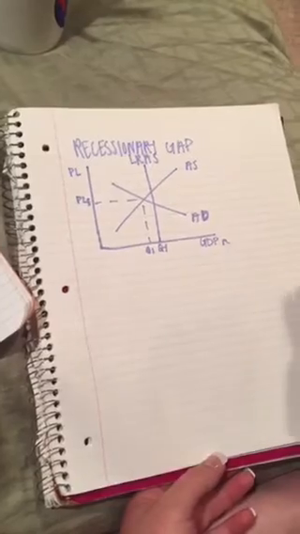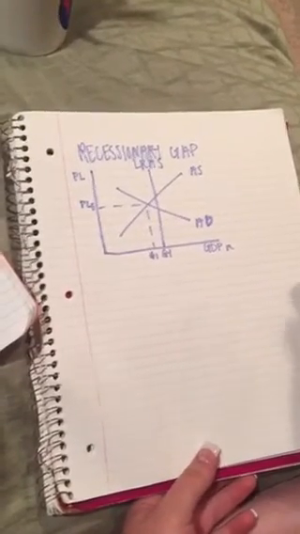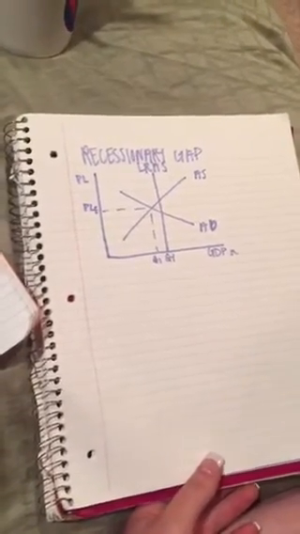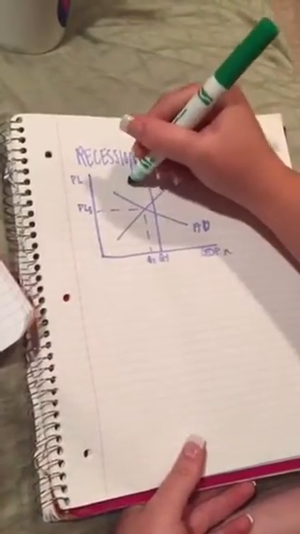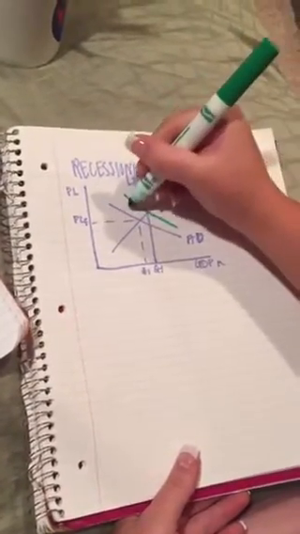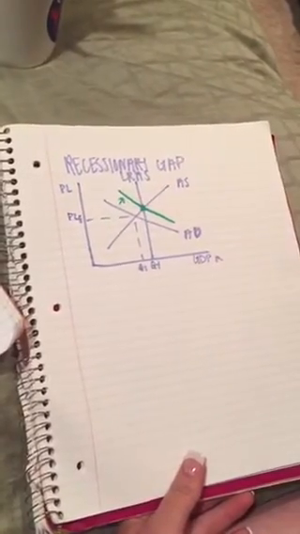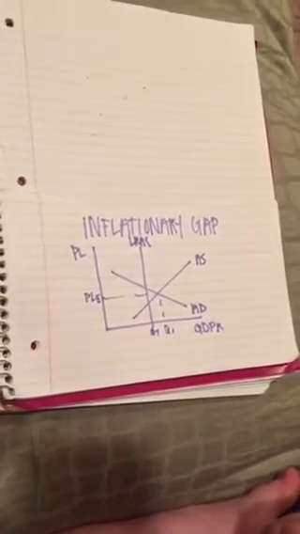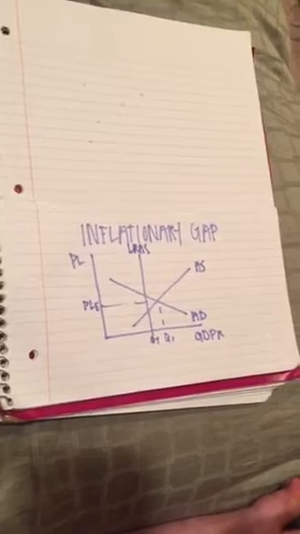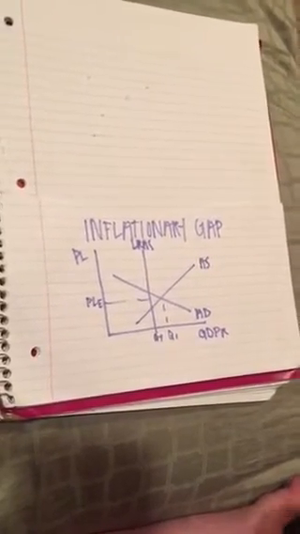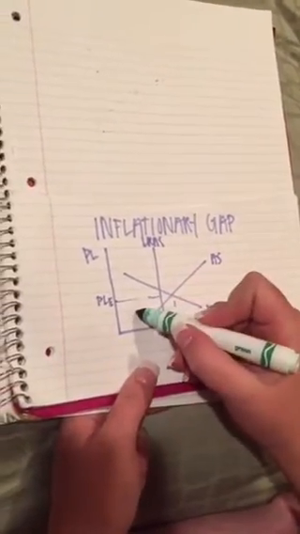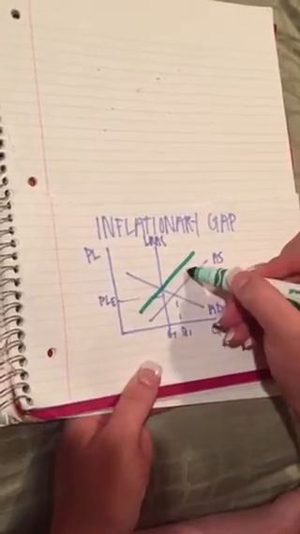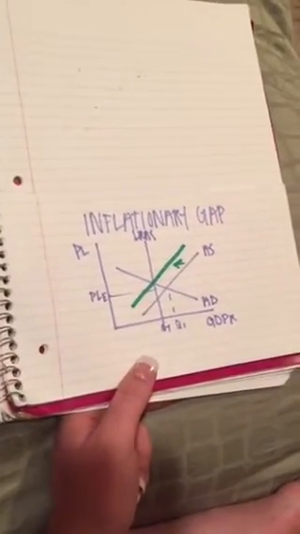Say you have a recessionary gap. You would use the expansionary fiscal policy to close the recessionary gap. So say there's an increase in government spending. You would then shift the aggregate demand line to the right, closing the recessionary gap. Say there's an inflationary gap. To close that inflationary gap, you would use contractionary fiscal policy. So say there's an increase in taxes, you would then shift your aggregate supply line to the left, closing the gap.